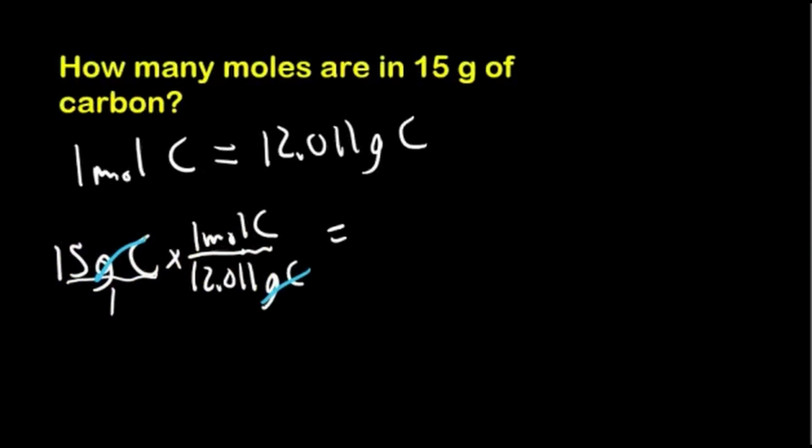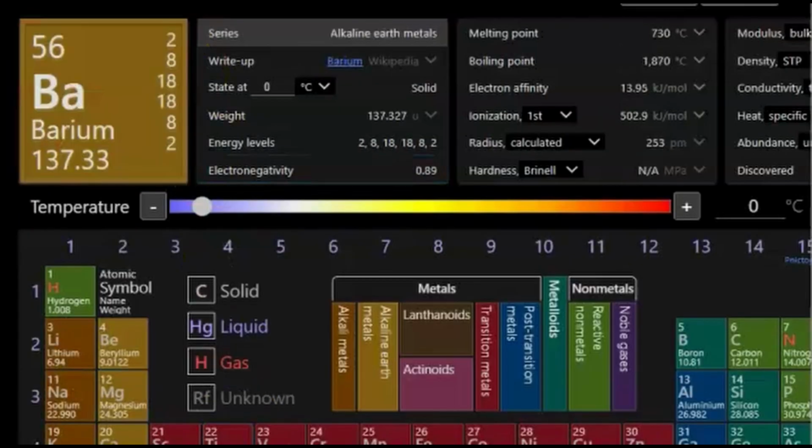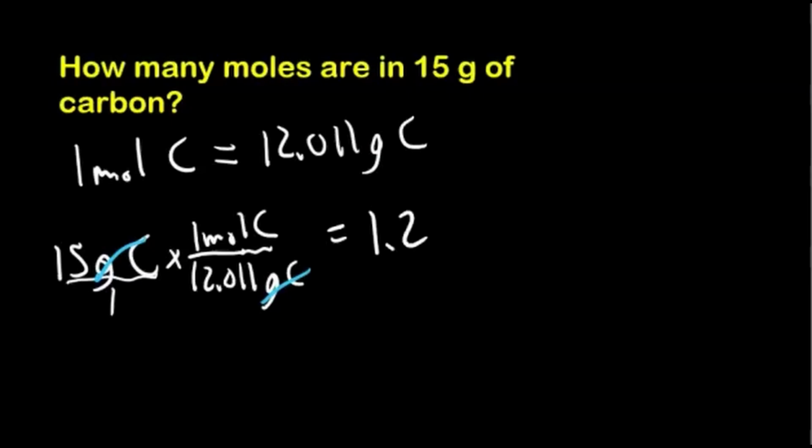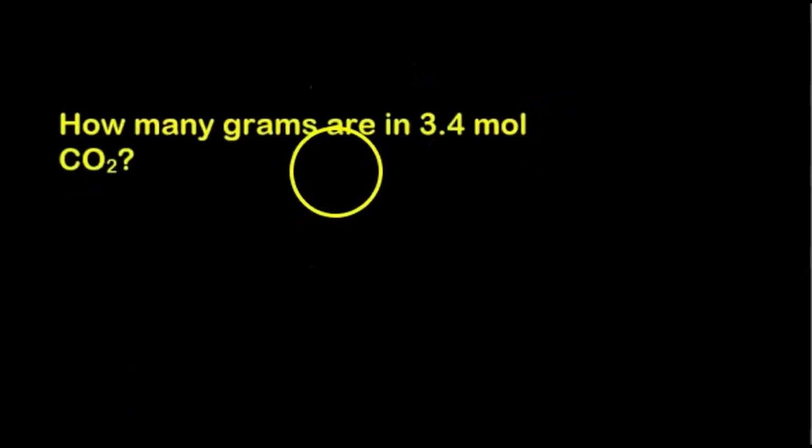So 15 divided by 12.011 is 1.25. 1.25 moles of carbon. So that's how many moles of carbon you have. This says 2 sig figs, so we'd round it to 2 sig figs. So 1.2 moles of carbon. If you round it up to 3, 1.3, you'd probably get the right answer too. You wouldn't lose marks for sig figs.